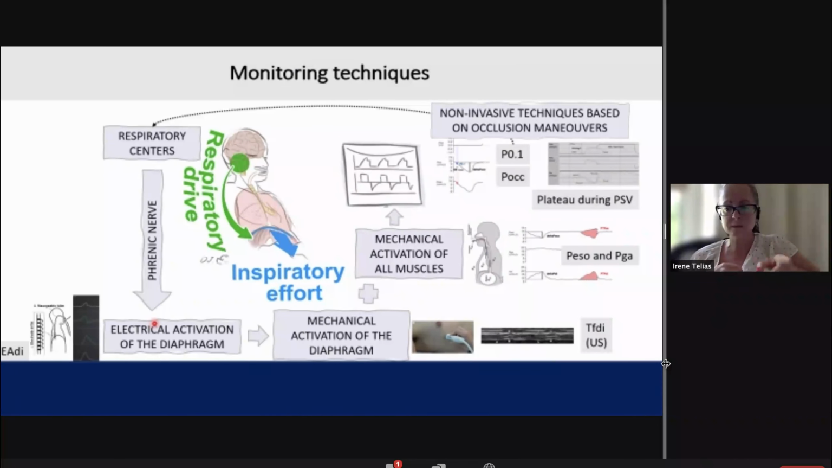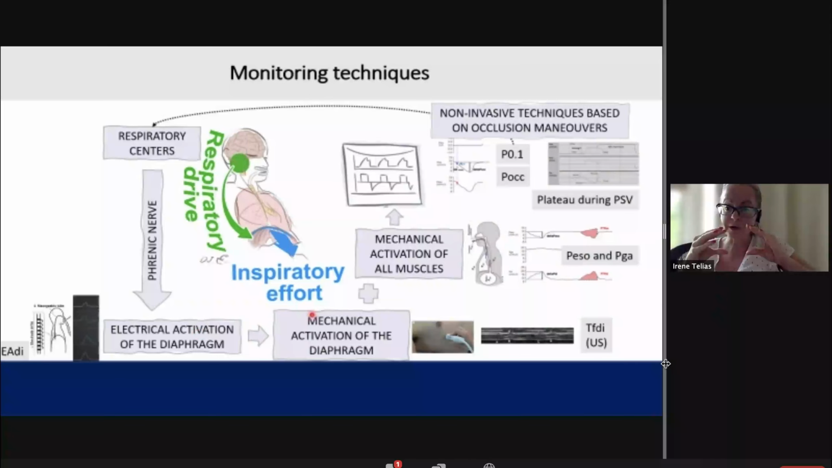There are 2 or 3 caveats about this technique. So one, be careful because it's not the actual generation of pressure by the diaphragm, it's just the electrical activity. It is very variable between patients. So we need to do some calculations to really estimate what effort the patient is making when we measure this. And then if the patients are using preferentially their accessory muscles instead of the diaphragm itself, it might be a little bit misleading.